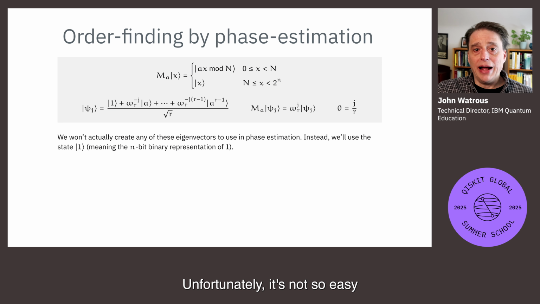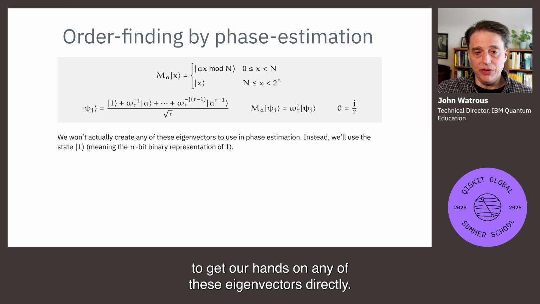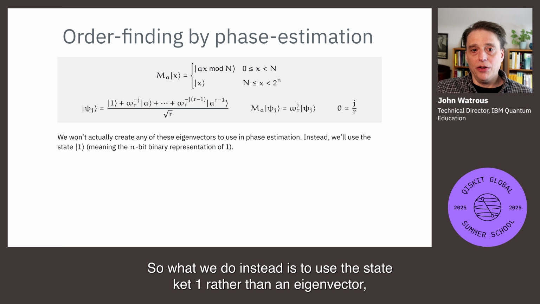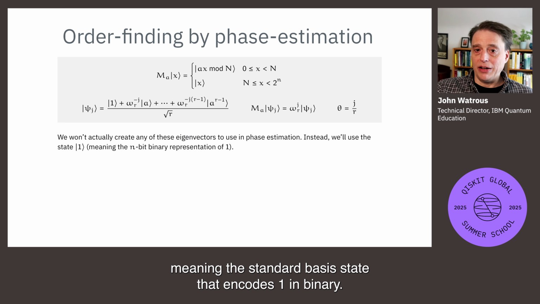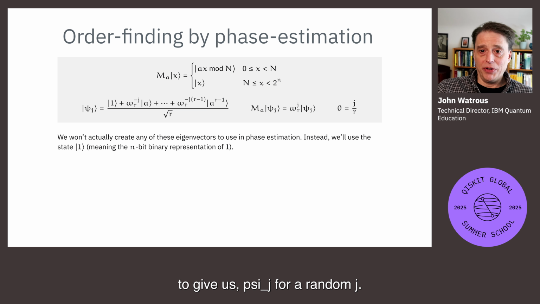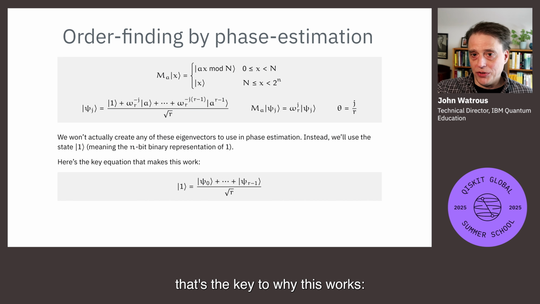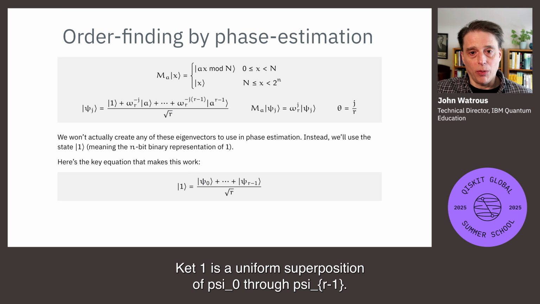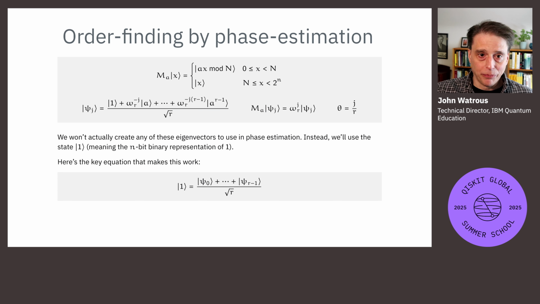Unfortunately, it's not so easy to get our hands on any of these eigenvectors directly, so what we do instead is to use the state ket 1 rather than an eigenvector, meaning the standard basis state that encodes 1 in binary. The idea is that this is essentially going to give us psi j for a random j, and here's the equation that's the key to why this works. Ket 1 is a uniform superposition of psi 0 through psi r-1.